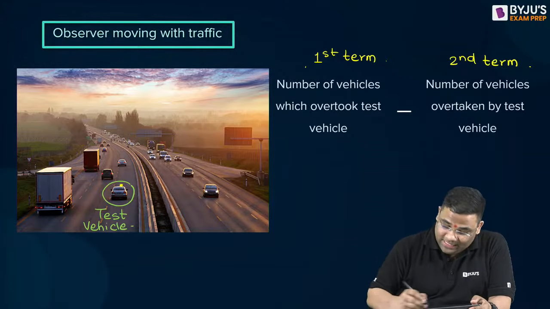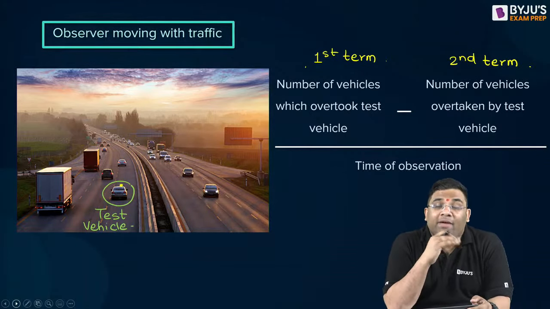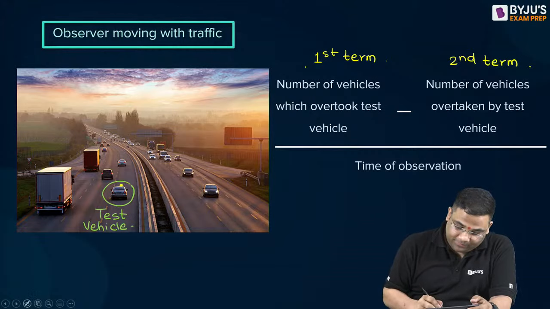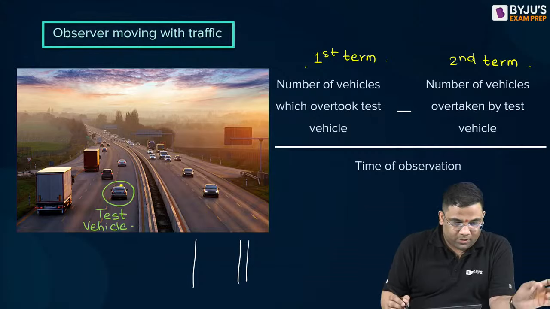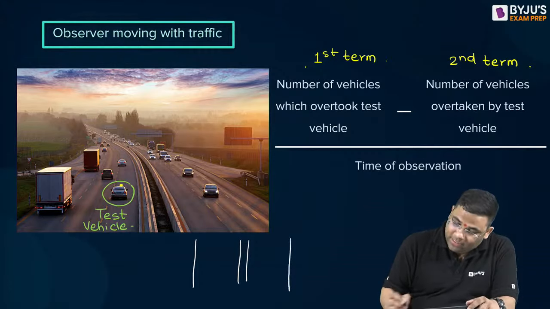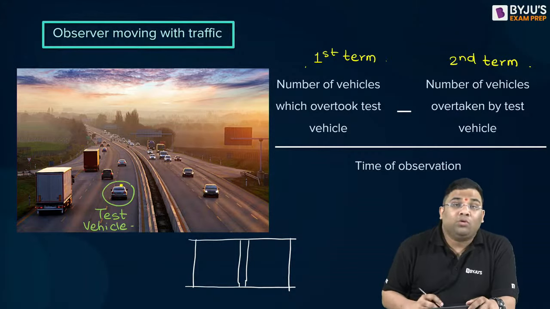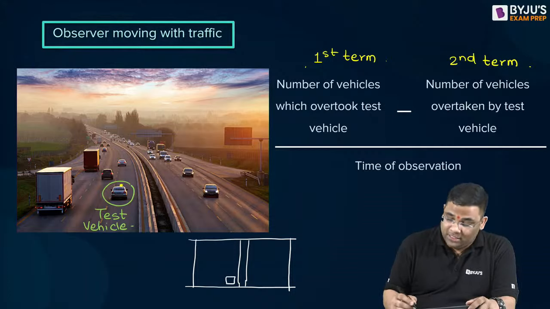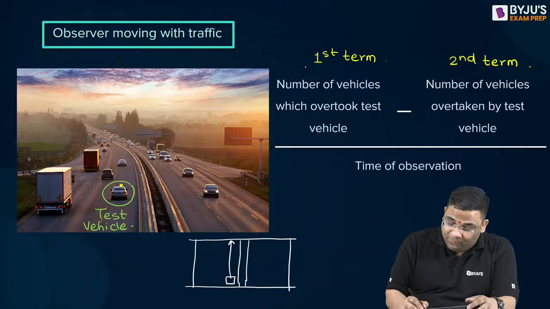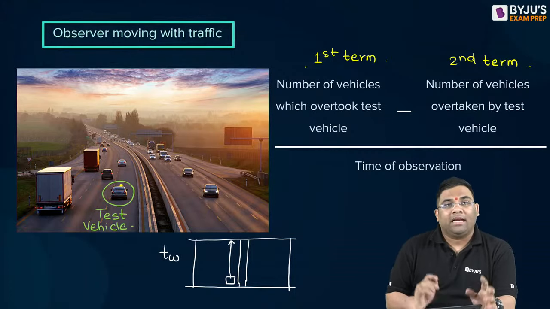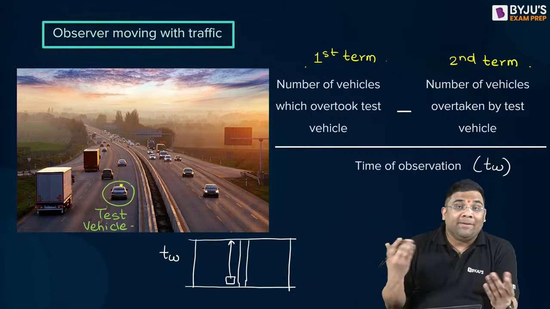So this is the difference divided by what? Divided by the time of observation. What does that mean? You are conducting this test, so you are the test vehicle here. You will move from this place to this place, and it will take some time. Suppose that time is TW. That will be the time of observation.